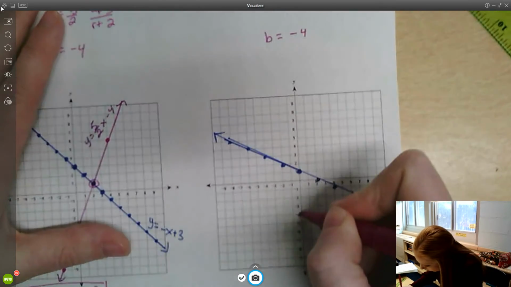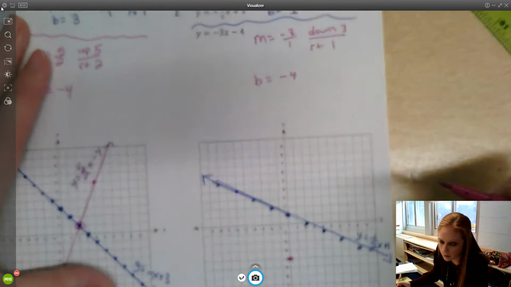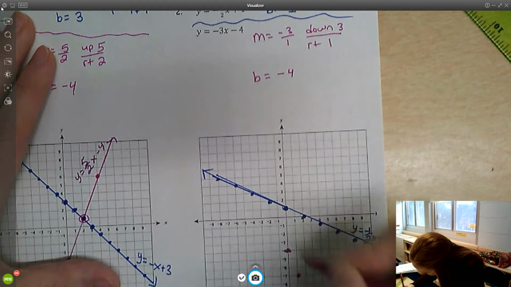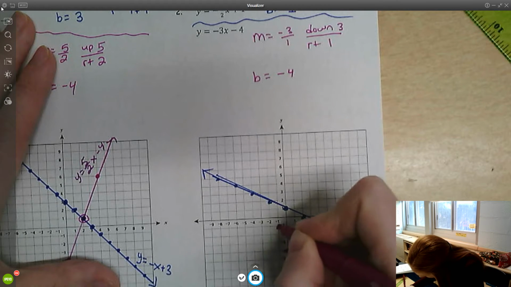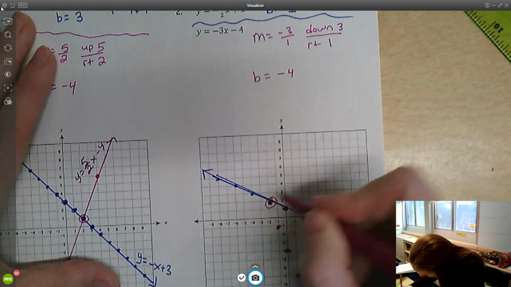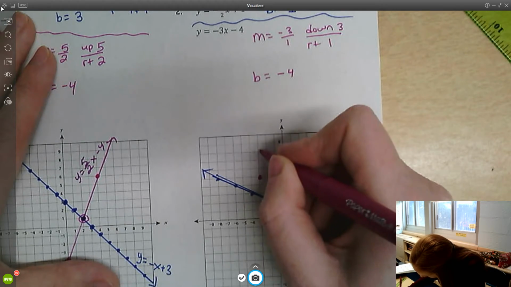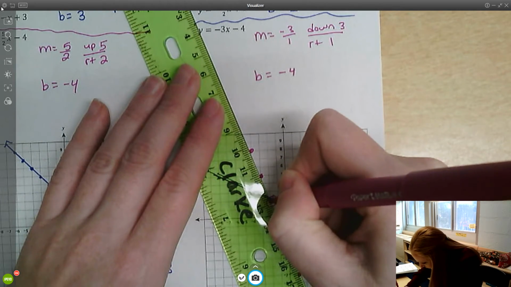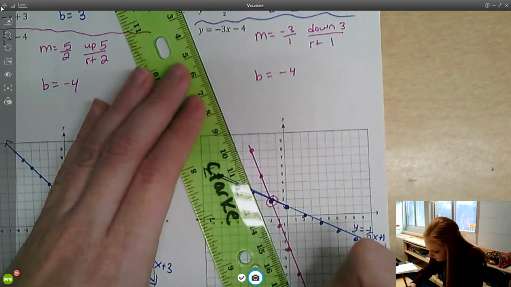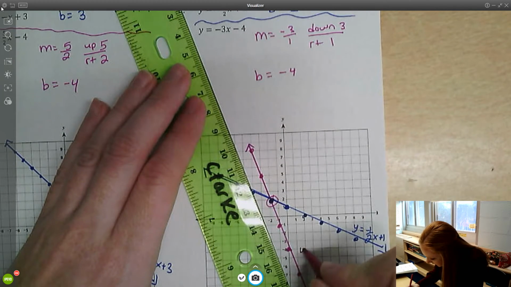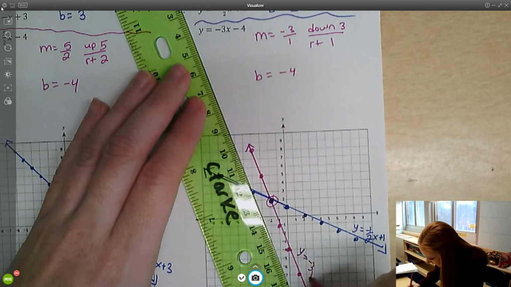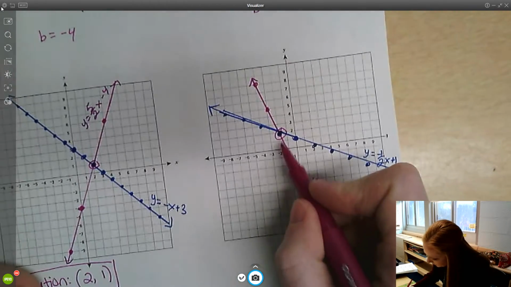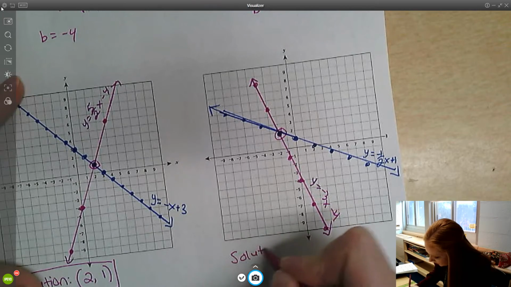Okay, I begin at negative 4 on the y-axis, and then we're going to move down 3, right 1. Down 3, right 1. Down 3, right 1. Backwards, up 3, left 1. Up 3, left 1, bingo. Up 3, left 1. Up 3, left 1. I always like to circle my point as soon as I find the solution, so we don't forget. Label this guy, y equals negative 3x minus 4. And our solution is the point negative 2, comma 2. Remember, they go x, comma y.